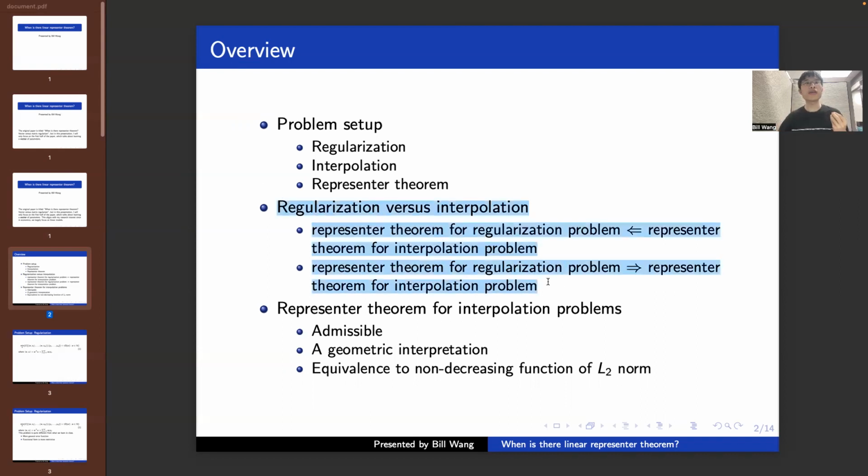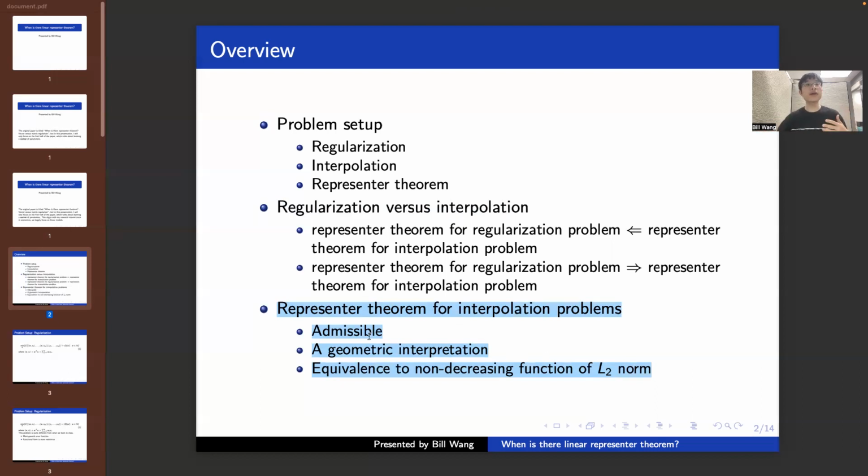In the second part of the presentation, I will establish the equivalency of the linear representer theorem holding for either the regularization problem or the interpolation problem. It turns out that the theorem holding for these two types of problem imply each other, so we can see them as being equivalent. In the last part of the presentation, I will show the necessary and sufficient conditions for the linear representer theorem to hold for the interpolation problem.